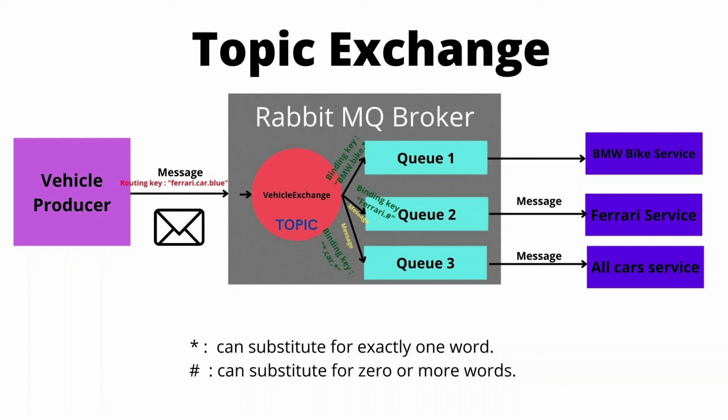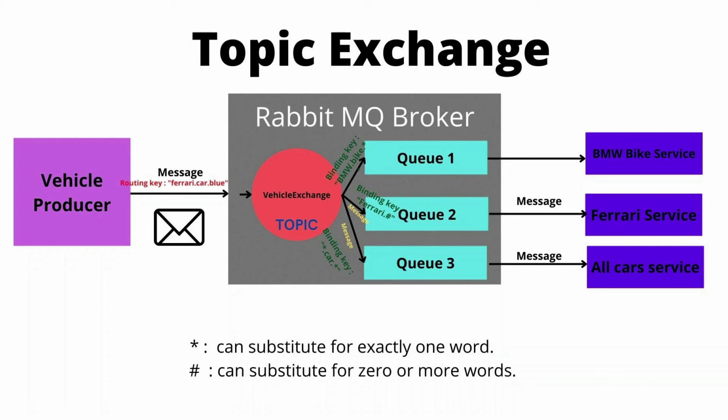So we could have Ferrari, it would go to Q2. We could have Ferrari.plain.red.anything. We could have as many dots after Ferrari, as many words after Ferrari. We could also just have Ferrari. It just needs to match the first word, because the hash wildcard means that we can substitute that for 0 or more words. The third queue has a binding key of star.car.star.